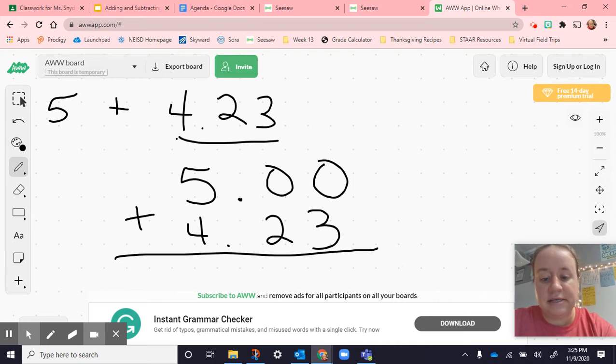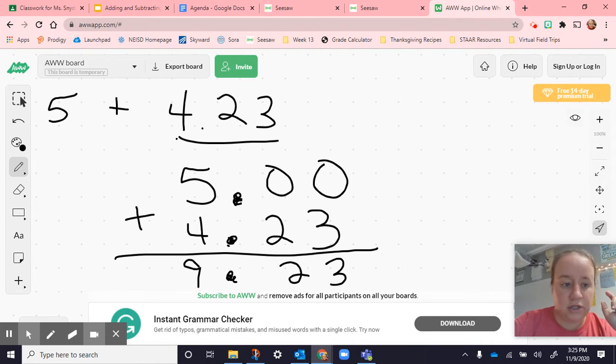And I'm going to add these. I can drop down so the decimals are lined up. I've got a decimal here, right on top, another decimal. So these decimals are lined up. I already filled in my zeros, and everything's already lined up. I can drop down my decimal. Okay, so see how they're all in a line. And then I just add 0 and 3 is 3, 0 and 2 is 2 decimals, and 4 and 5 is 9. So 9 and 23 hundredths.